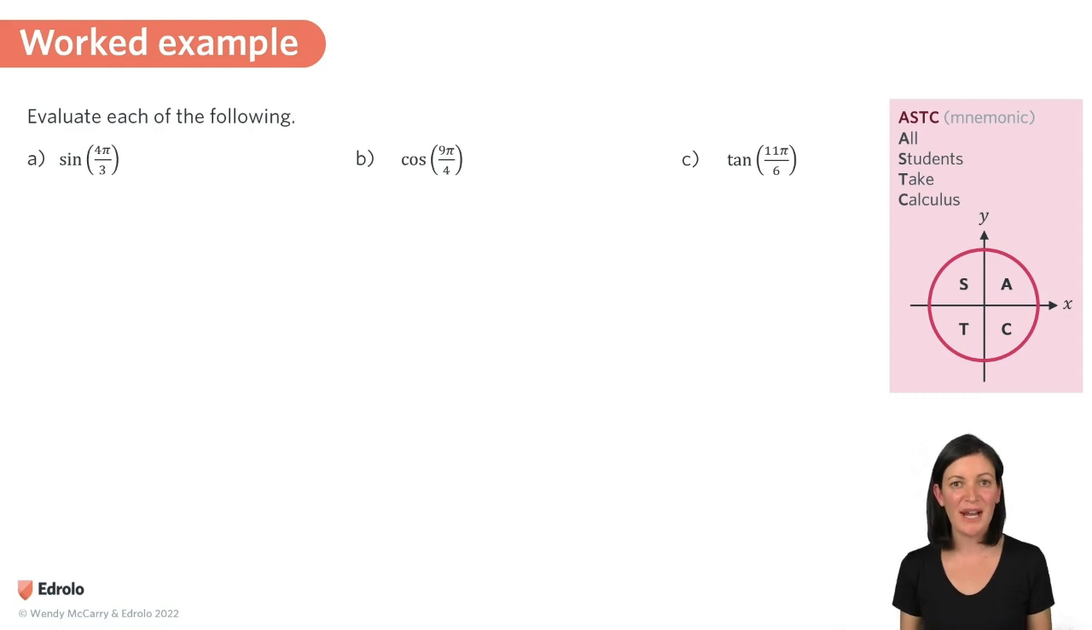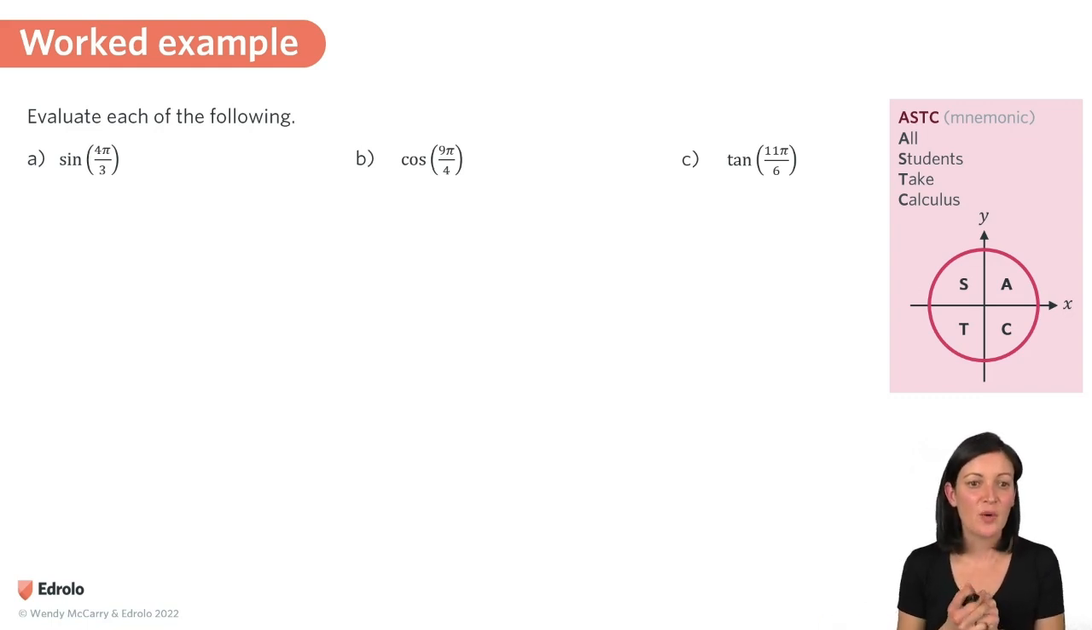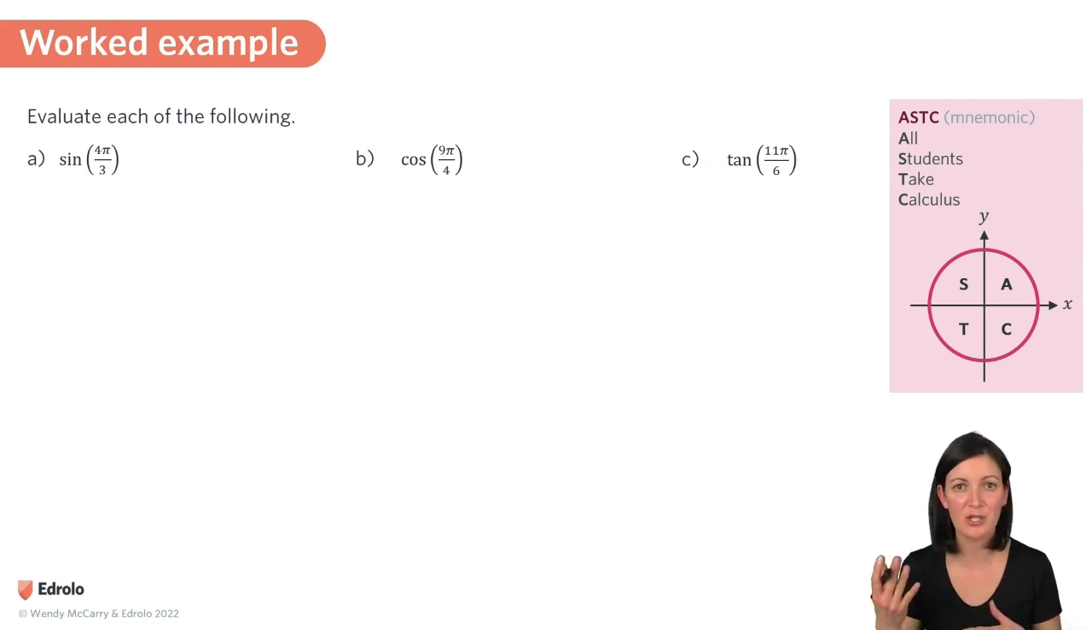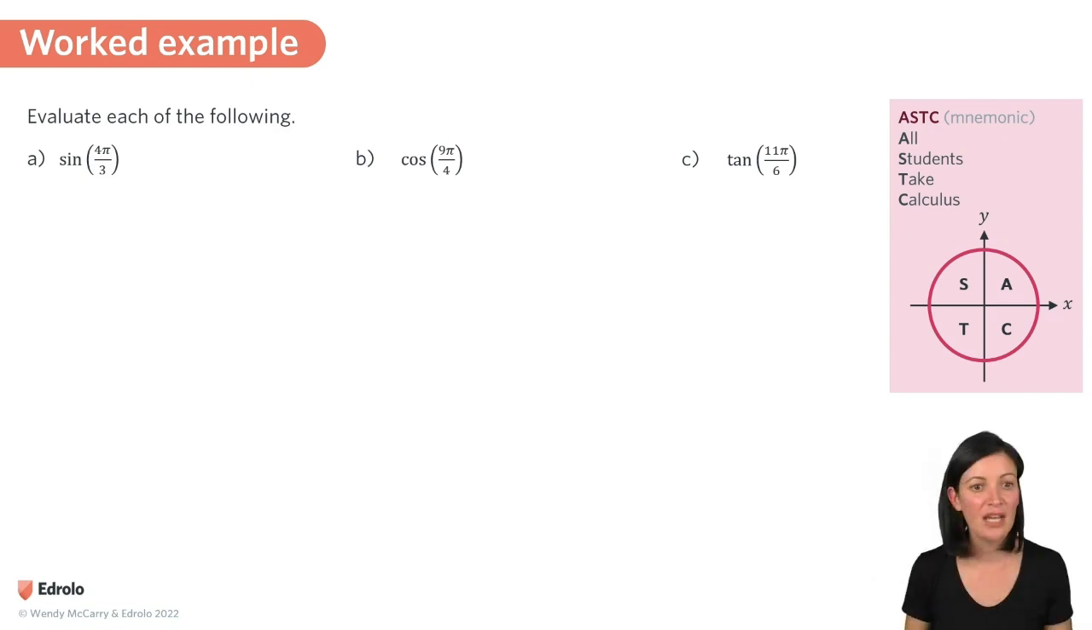So let's see how we're actually going to use this with some actual angles here. This says evaluate each of the following. Now you are going to need to know your exact values that we did in the very first lesson of this chapter. So make sure you know your exact values for those angles, pi on 3, pi on 6, pi on 4, pi on 2, and so on. So let's have a look.